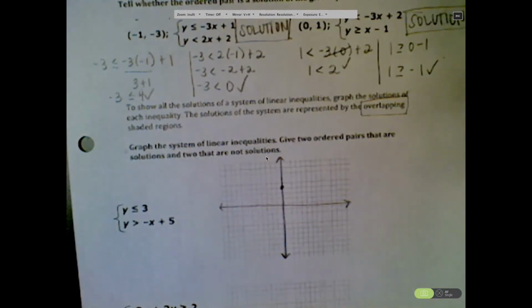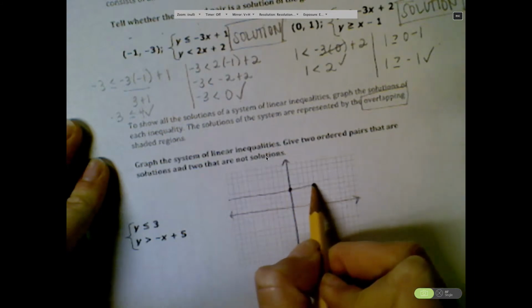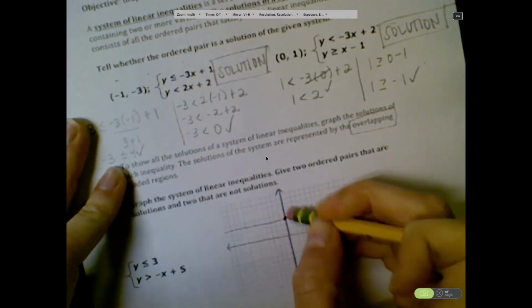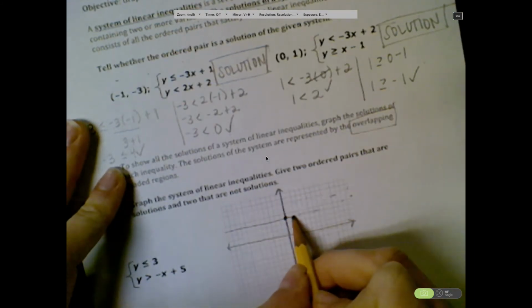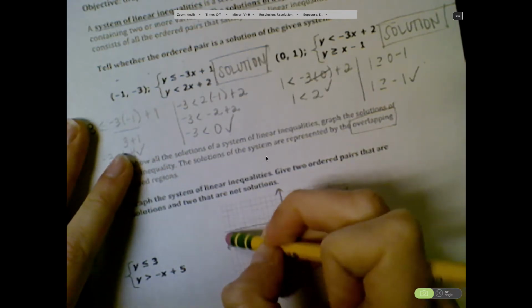And the slope is what? Right. A slope of 0 is a horizontal line. So the line is going to go straight across just like this. I'm using a solid line because why?